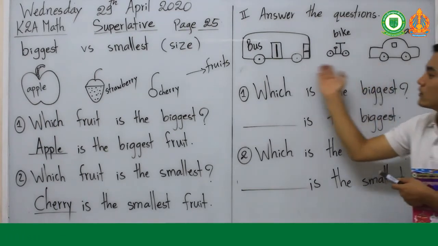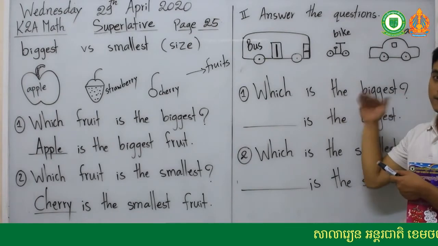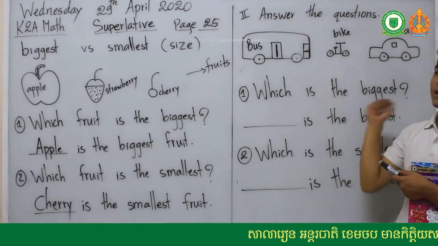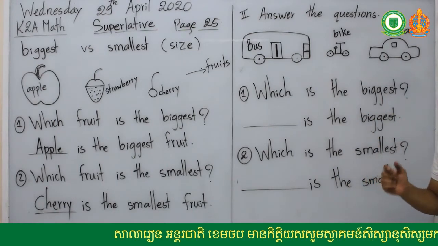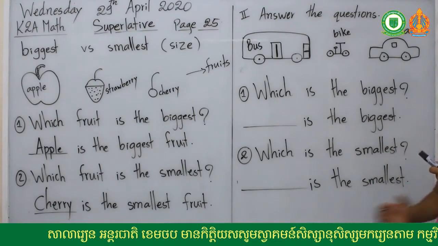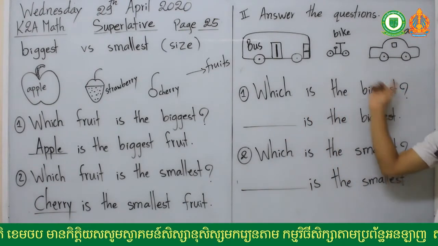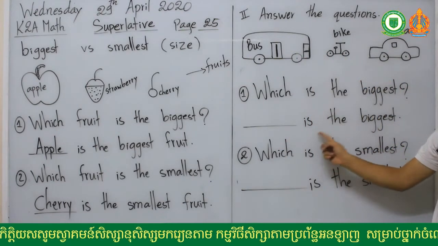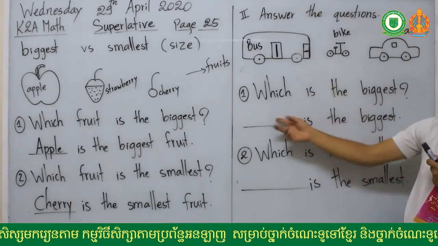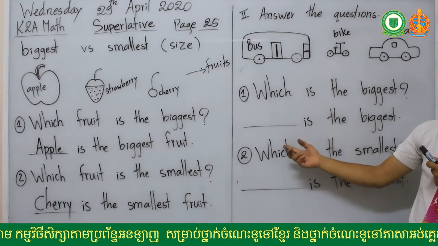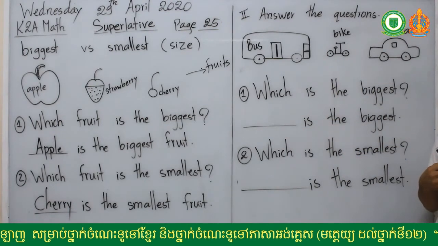So here, I want you to take a look for a few seconds and find which one is the biggest transportation and which one is the smaller transportation. And here is the question, which is the biggest? So which one is the biggest right here? You need to complete here. Is the bus the biggest, the bike the biggest, or the car the biggest transportation?